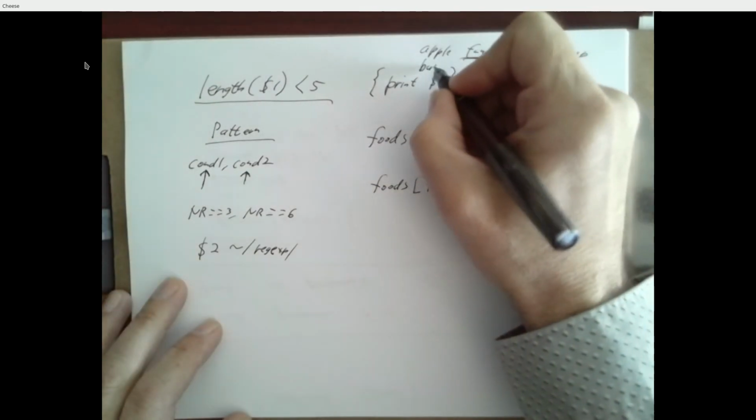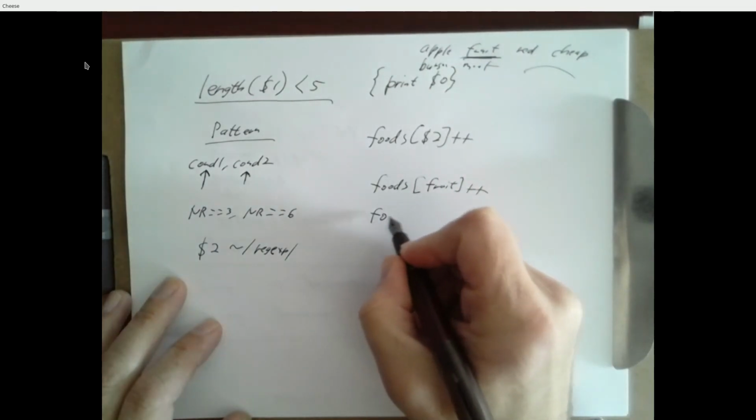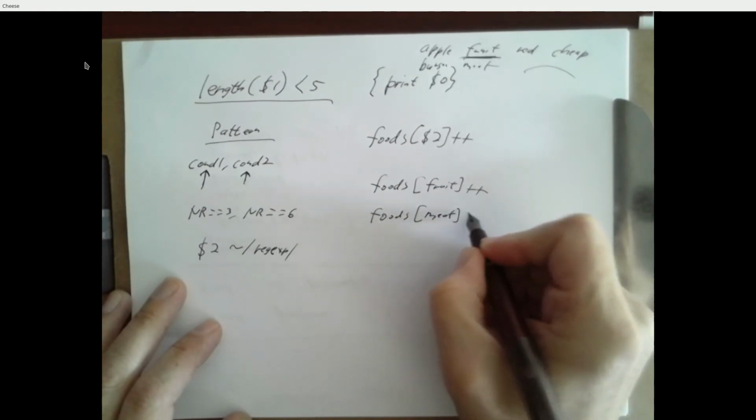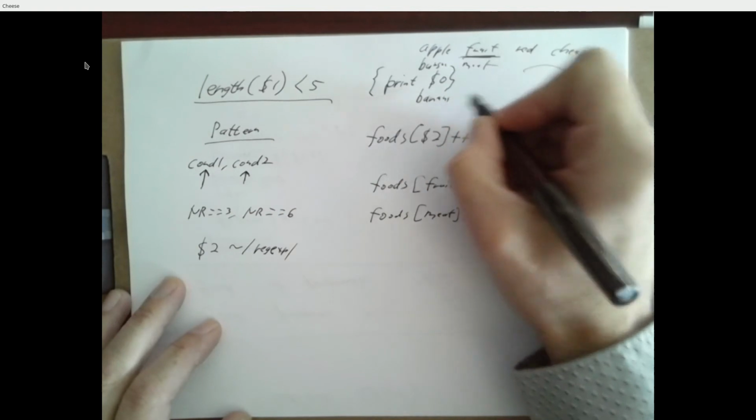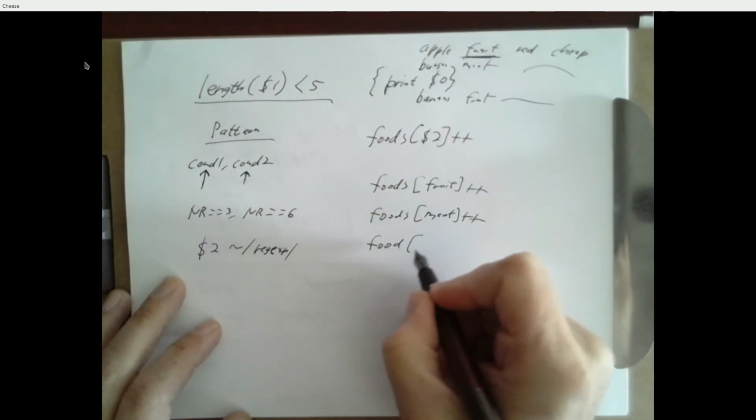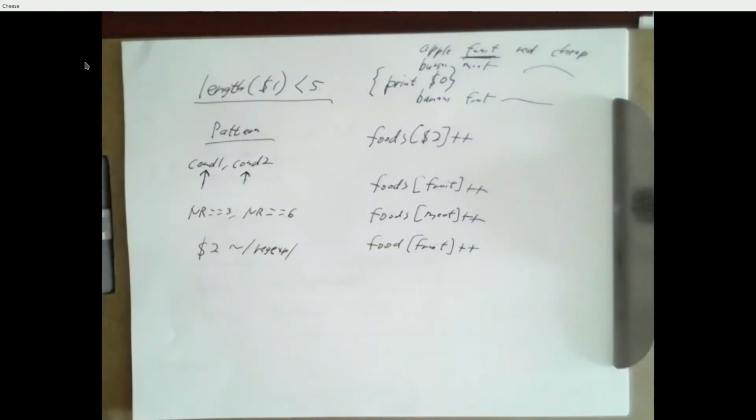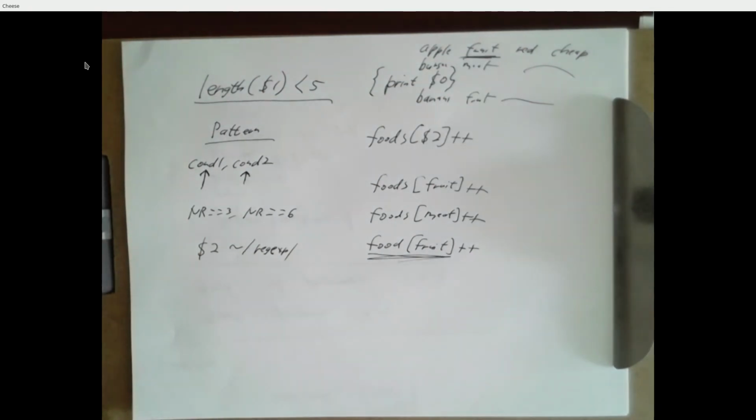And then there's like a burger and meat and something. And so our second field is going to say foods bracket meat ++. And then our third field might be banana, fruit, and so on. And so this is going to say foods bracket fruit ++. So what's going on here? What does foods bracket fruit, foods bracket meat mean?